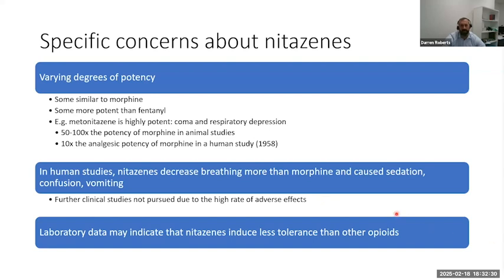There's even some laboratory data, although it's unclear how much this applies to humans, that suggests, by the mechanism of action of the nitazenes, that you may not get as much tolerance to them as you do other opioids.